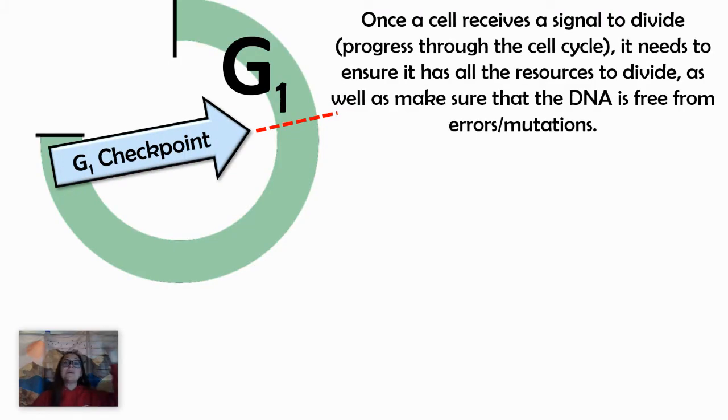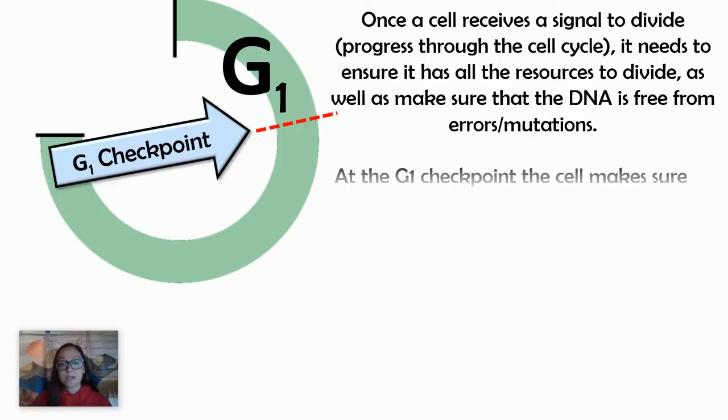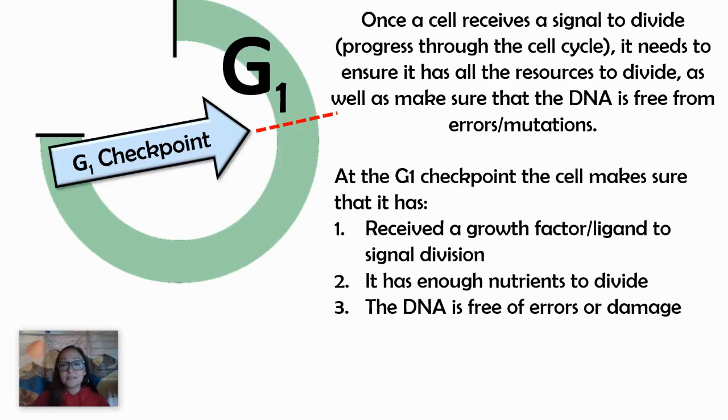And once a cell receives a ligand, like a growth factor, to divide and go through the cell cycle, it's going to get checked at the G1 checkpoint for a couple things. First is, did it actually receive a message to divide? Are there enough nutrients to support a cell dividing? But most importantly, is that DNA free from errors or damage or mistakes? So at the G1 checkpoint, any mistakes or damage in that DNA can be repaired, which will be the topic of my video for cell cycle regulation, which is in a few more videos coming up.